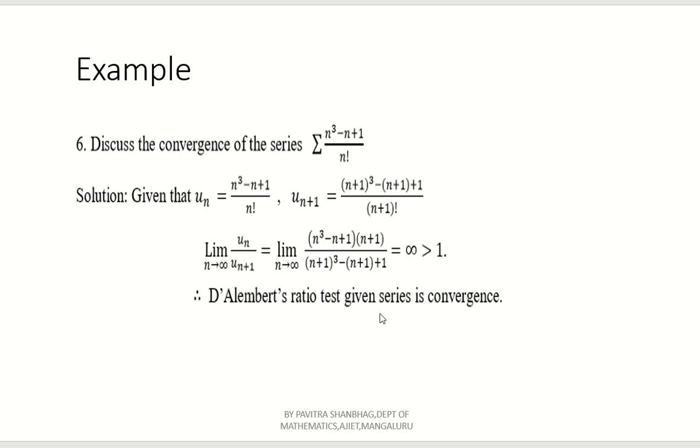Now if the answer is infinity, obviously it is greater than 1. So by D'Alembert's ratio test, if un by un plus 1 as n tends to infinity, the value is greater than 1, then it is convergent. Right? If you take in reverse order, we will get 1 by infinity, that is 0, then it is less than 1, then also it is convergent. If you take the reciprocal of this, it is left to you. Either you can choose this way or that way. Both are acceptable. That's why we have given it purposefully here.